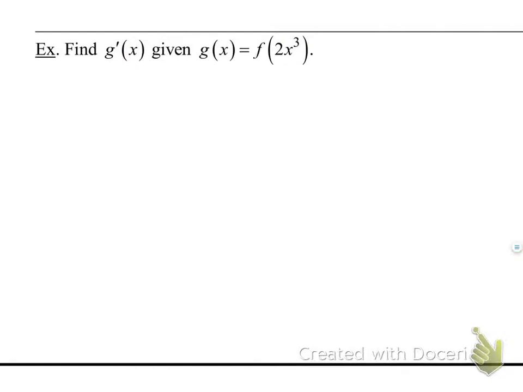Okay. We're going to find g prime of x, given that g of x equals f of 2x cubed. That means, don't overthink it, g prime of x equals f prime of 2x cubed, all times 6x squared. That is all the answer you can give. You don't have enough information to give any more of an answer.